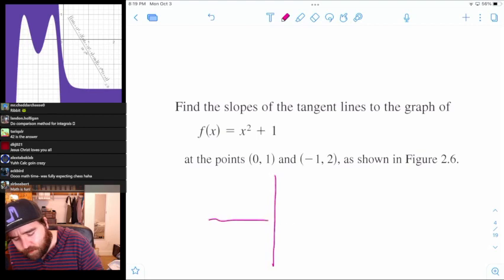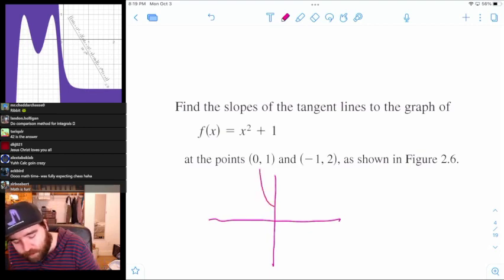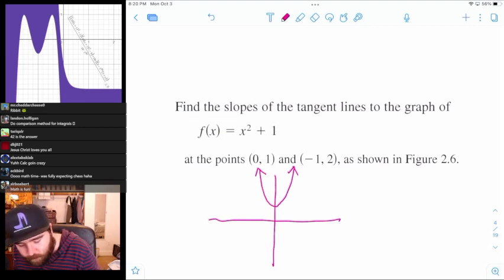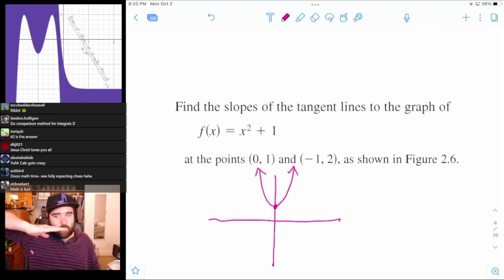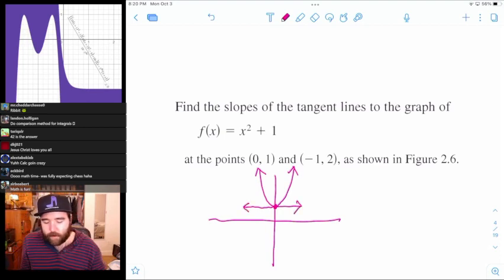So let's picture the graph. X squared plus 1. What does x squared plus 1 look like? Well, it's a parabola. More specifically, it's a parabola moved up 1. So that actually helps us for the first one, because at the point 0, 1, if it's at the vertex, if it's at the bottom of the parabola, we should really be able to see what that tangent line is. The tangent line is just going to be horizontal because it's at the bottom, right?